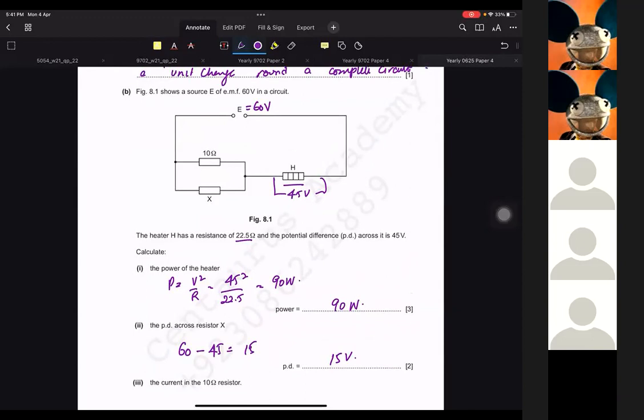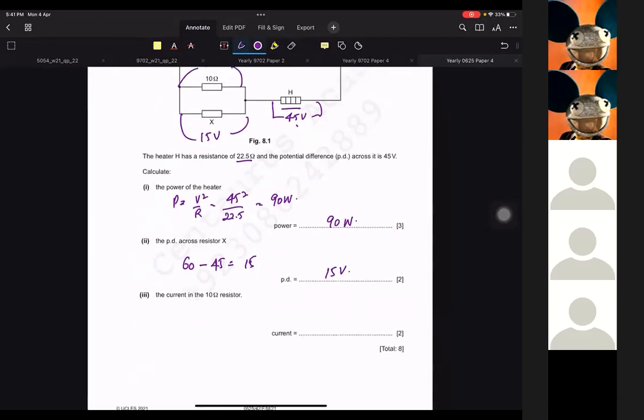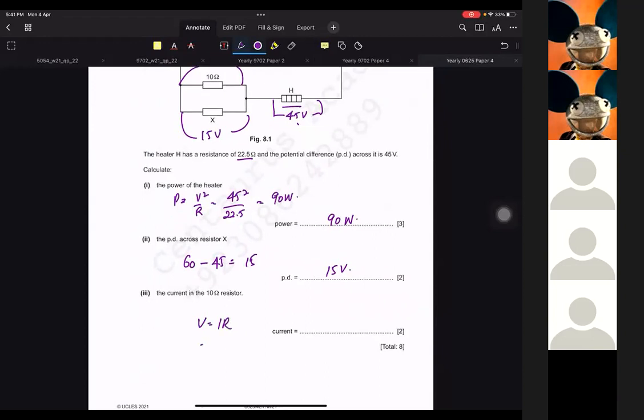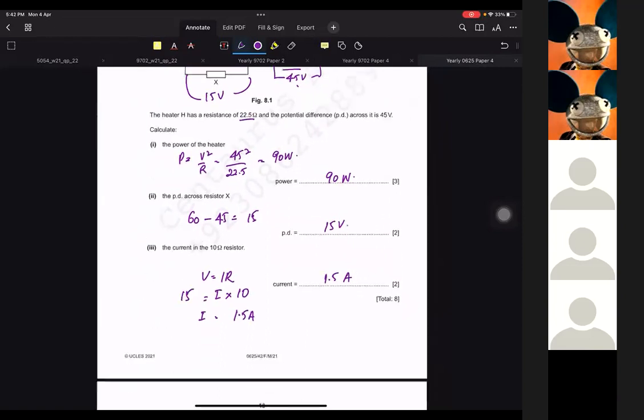Okay. Then it asks for the current in the 10 ohm resistor. If this is 45, these are in parallel. In parallel, the voltage is the same. So 15 for this and 15 for this. So for the 10 ohm, the current would be V equals IR. The voltage is 15. We need to find the current. The resistance is 10. So the current is 1.5 ampere. Do not forget units, please.